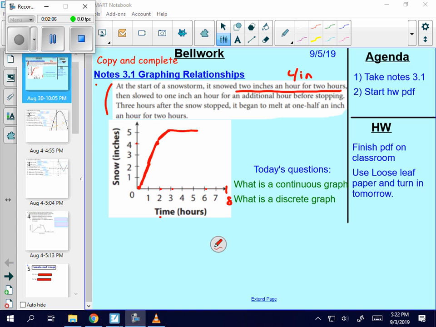And then it starts to melt after those 3 hours at 1/2 an inch per hour for 2 hours. So that gets us from 6 to hour 8, but we're only going down 1/2 an inch per hour. That's 2 hours. So we'll go down a full inch, but slowly. Now mine isn't to scale. I could make that look a bit neater, but here's what we're going for. The first 2 hours are pretty steep. Then we level off to less steep, not flat. Then we get no snow at all, so we keep it all. And then it starts to melt, but slowly. And hopefully you'd be able to graph something like that.